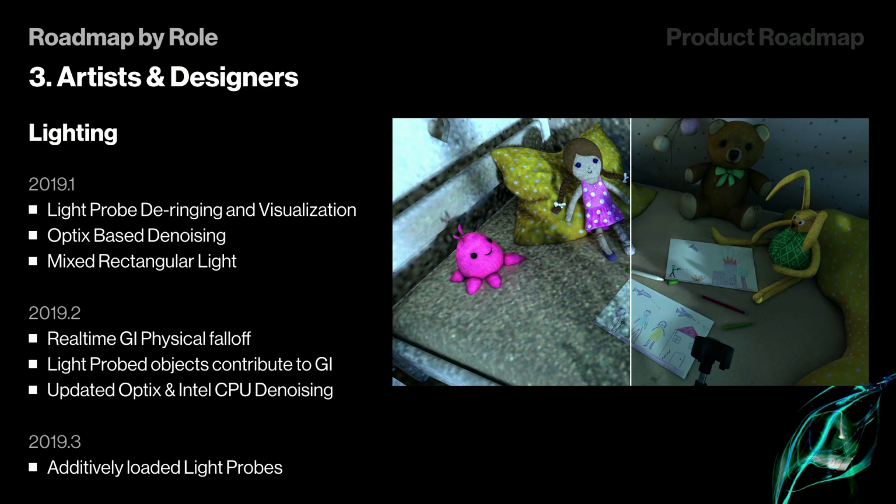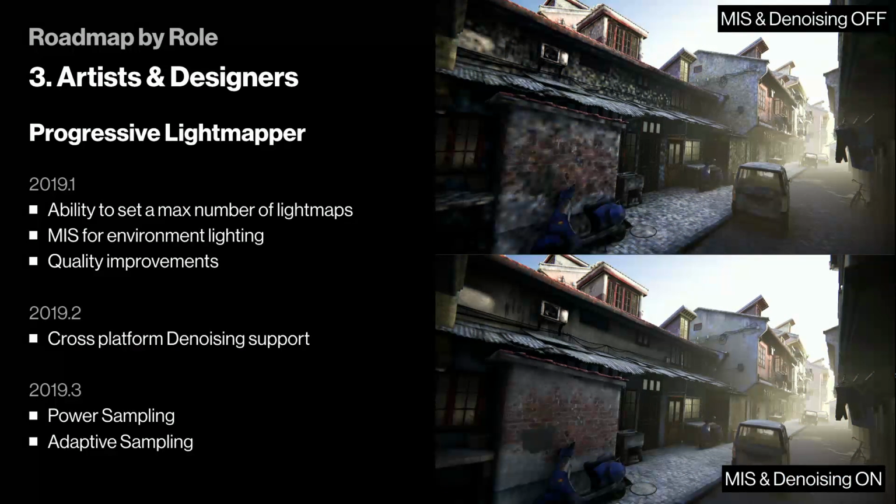In 2019.2, light probes will be able to fully participate in our global illumination calculations. So this means they'll function the same way that light maps do, but you'll just be able to use probes, no UV hassle. So they're contributing GI back to the scene. Additive loaded light probes, so that's I have a giant scene and I want to be able to load those in for large levels. Still in .1, so this is specifically to our progressive light mapper, which in 2019.1, we'll be able to set a max number of light maps.